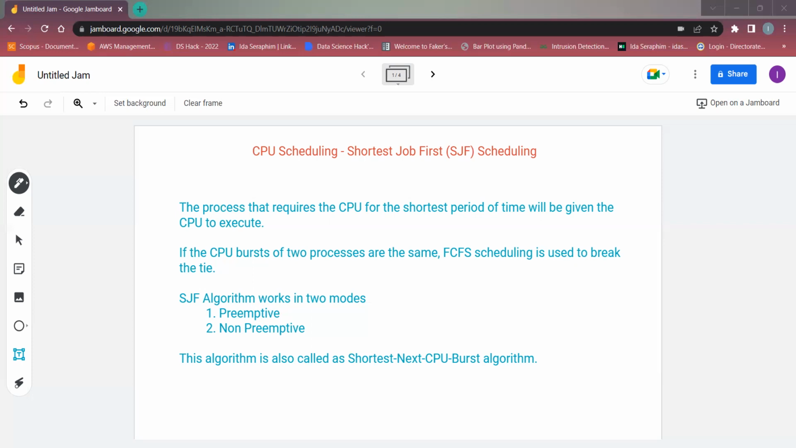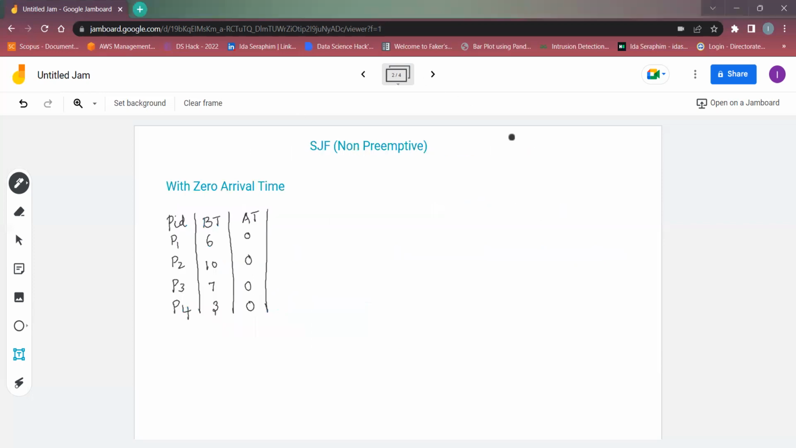In this video, we are going to see some problems on how shortest job first scheduling works. First, we will see one problem with non-preemptive mode and zero arrival time. As you see here, you have been given a set of processes, P1, P2, P3, and P4, and each process has its corresponding burst time. As I told you earlier, SJF depends on the burst time; according to that, it is going to act.